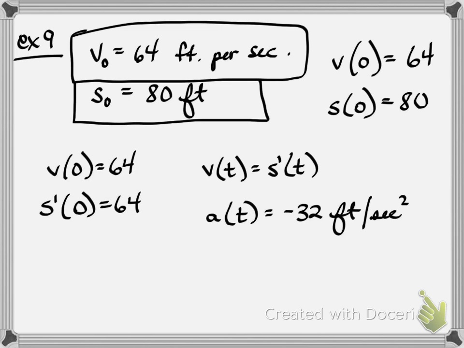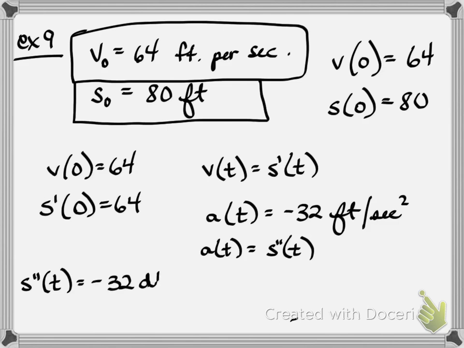So we need to start with the highest power, and just remember also that acceleration is the second derivative of position. So we're going to start with s double prime of t equal to negative 32 dt. Then we are going to integrate both sides with respect to t. When you integrate the second derivative, you get the first derivative. And when you integrate negative 32, it becomes negative 32t plus c.